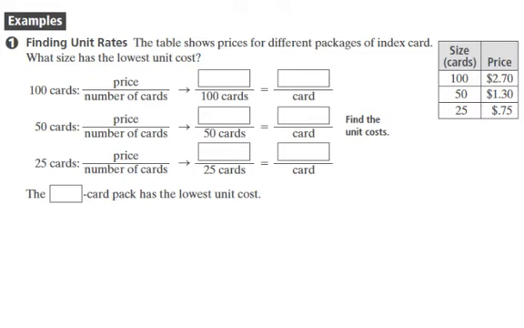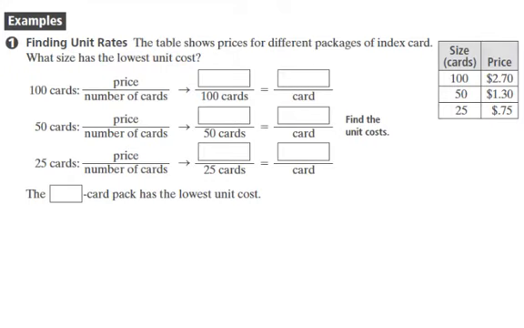For example 1, we're going to be finding unit rates. The table shows prices for different packages of index cards. What size has the lowest unit cost? In other words, which one is the cheapest per card? So we're going to have to find the unit cost for 100 cards, for 50 cards, and for 25 cards. Let's start with 100 cards.